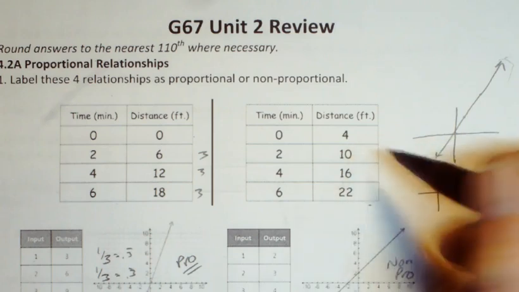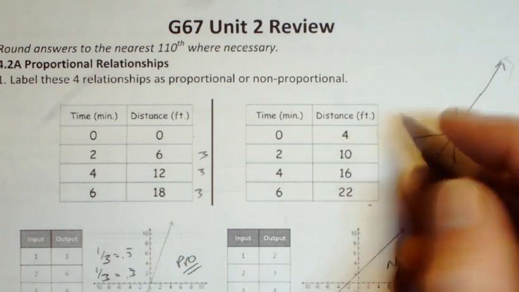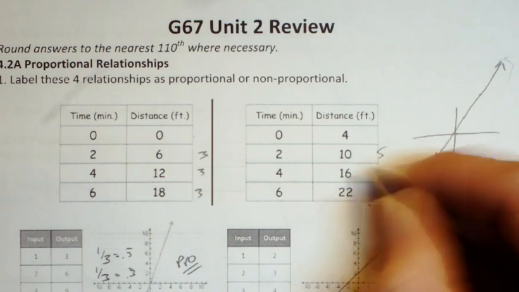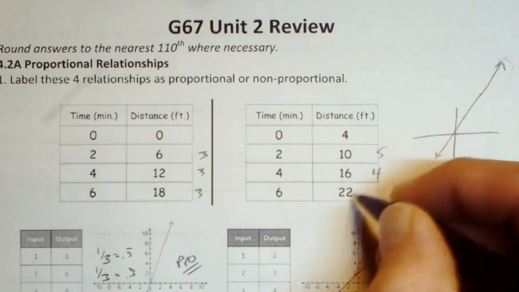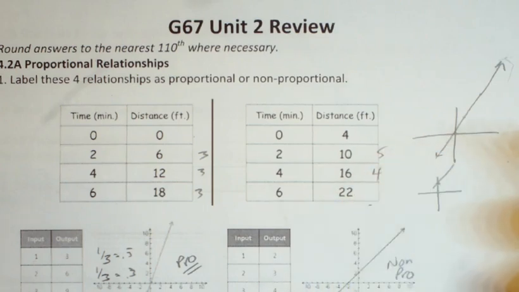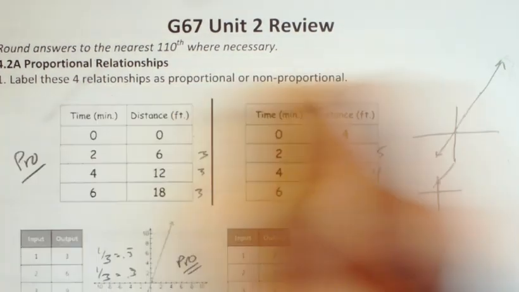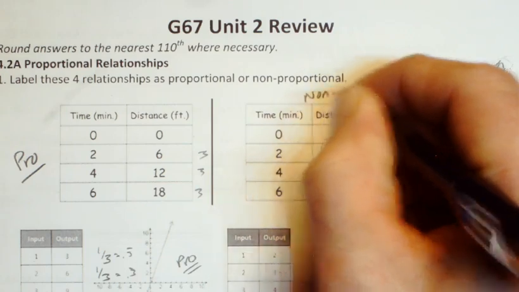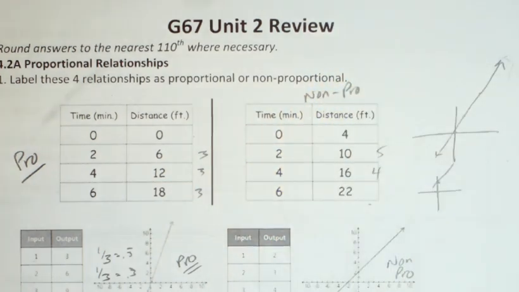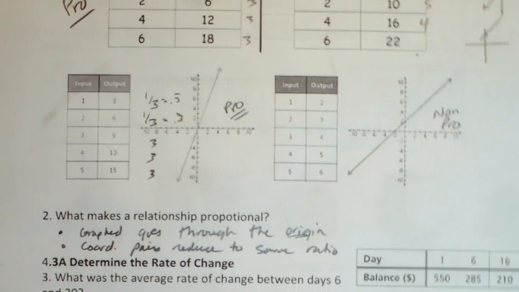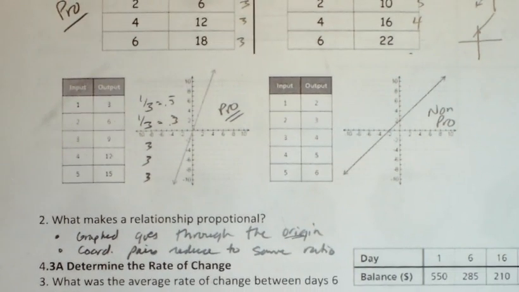Let's see if the ratio is consistent. 10 divided by 2 is 5. 16 divided by 4 is 4. You can see that the ratios are not the same either. So this one here is proportional. This one is non-proportional. Again, what makes a relationship proportional? Well, when graphed, if it goes through the origin, and if the coordinate pair is reduced to the same ratio.